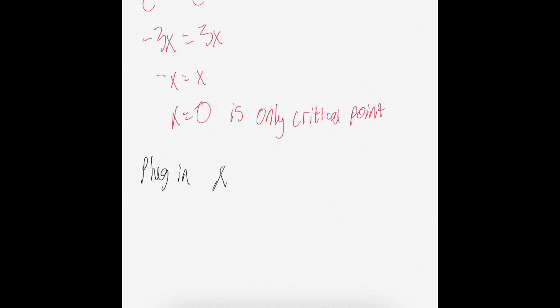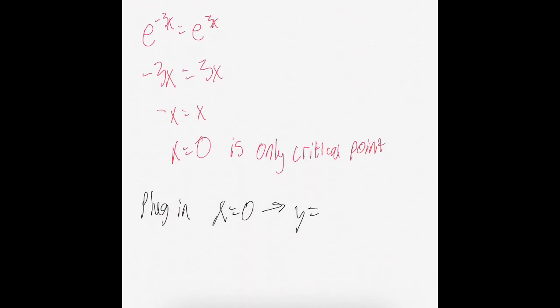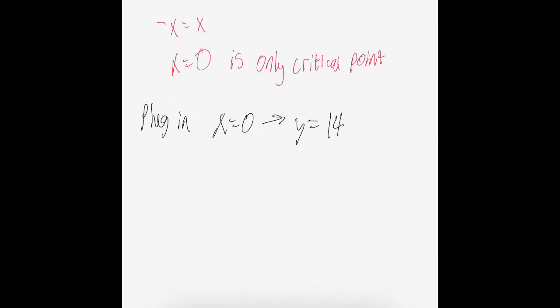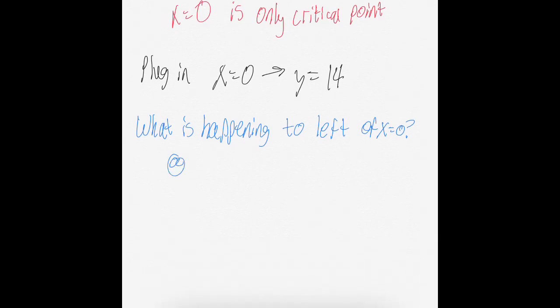Now, if we look at our function, to determine what's going on here, we plug in x equals 0, and I get y equals, let me see here. So e to the 0 power is just 1, so that's going to be 7 plus 7, that's going to be 14. Now we want to look at what is happening to the left and to the right of this. So what is happening to the left of x equals 0?